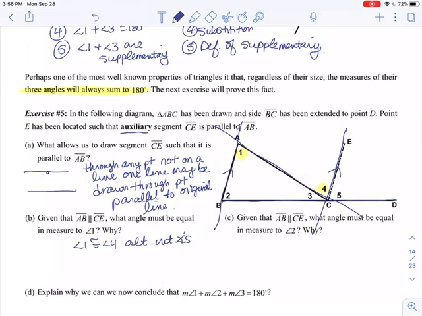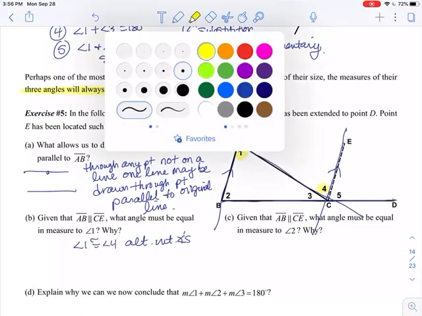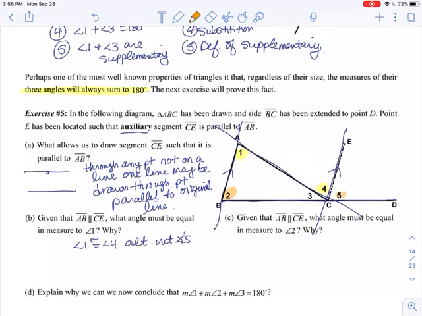Given that AB is parallel to CD, what angle must be equal to the measure of angle 2? Again, angle 2 and angle 5, if you turn your paper, you can see that those are corresponding angles. They're in the same spot. They're both below the parallel line. They're both to the right of that transversal BD. So angle 2 is congruent to angle 5, and those are corresponding angles.